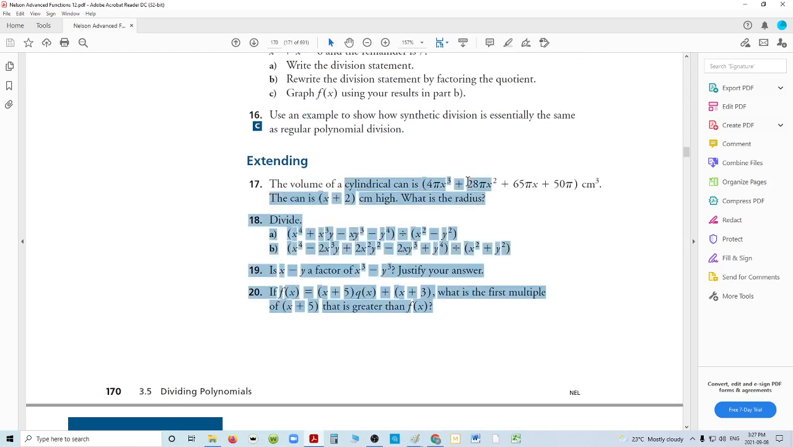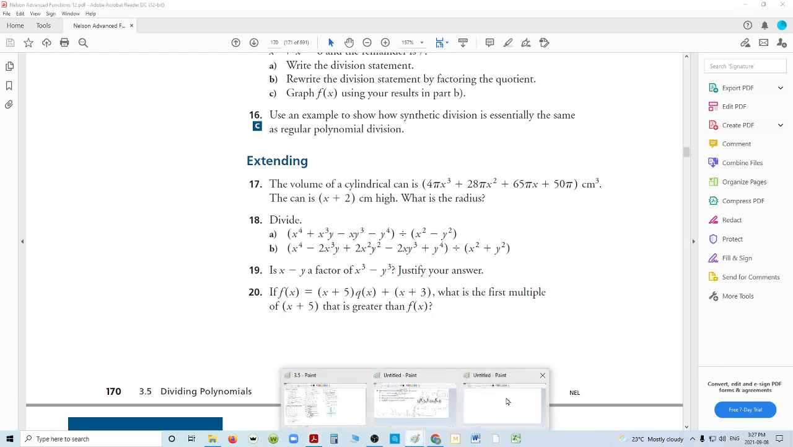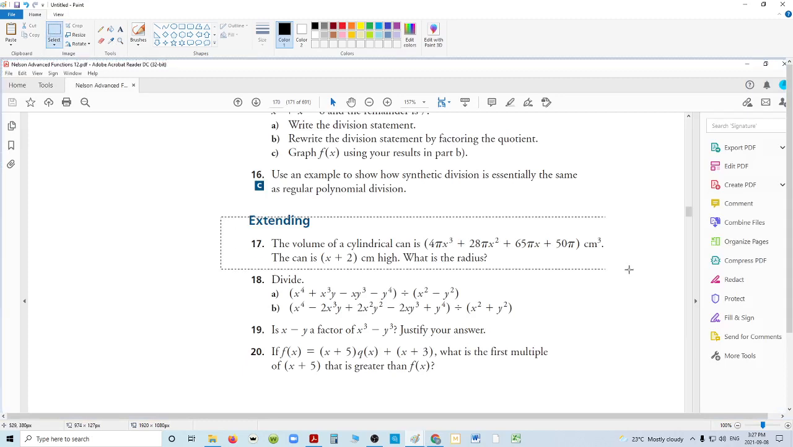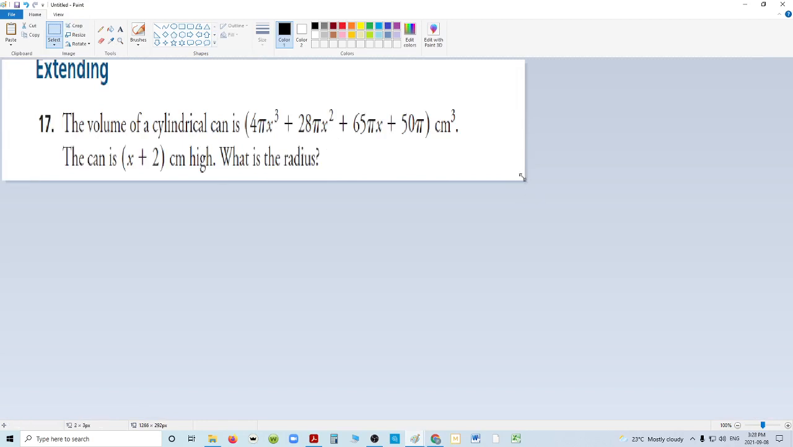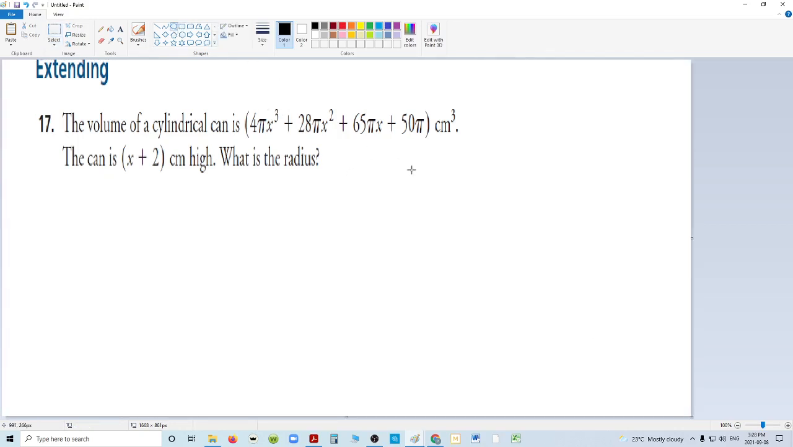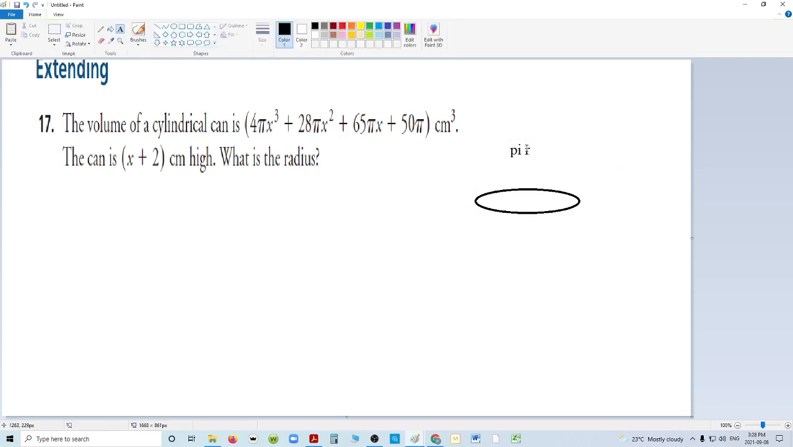The volume of a cylinder is that. The can is this. What is the radius? Oh, that's interesting. Can cylinders are actually really easy to solve. And I might quit after this just because I'm supposed to go somewhere. If you look at a cylinder, a cylinder is simply a circle at the end. And you know that the formula for the area of a circle is pi times r squared, right? Pi r squared. That is the entire area of this circle.